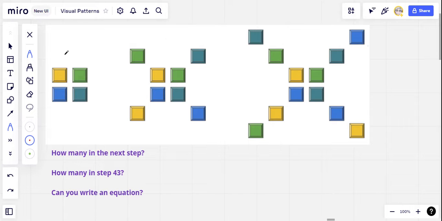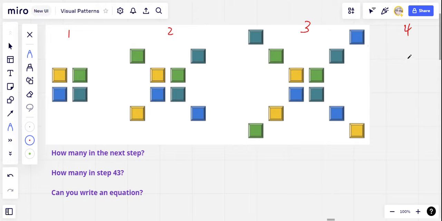So here is our visual pattern. Here is step 1, and then it changes in step 2 and changes more in step 3. And your challenge here is to use your intuition to predict the number of squares that are going to be present in step number 4, the next step.